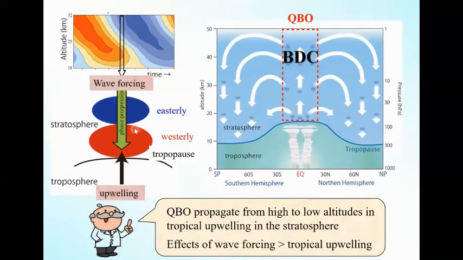And to summarize, here is the QBO in the tropical stratosphere. The QBO propagates from upward to downward against the upwelling associated with the Brewer-Dobson circulation. So in the current climate, the wave forcing which drives the QBO has a larger effect than the effect of upwelling. That is why the QBO propagates downward more easily in the current climate.